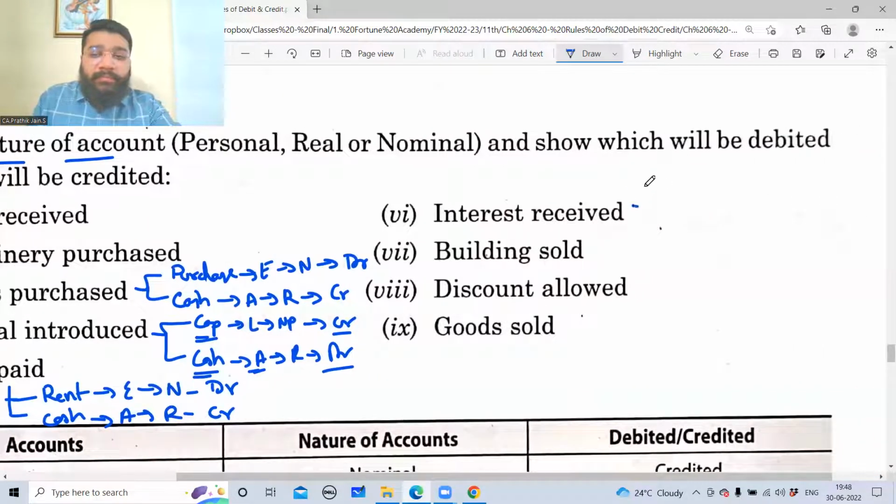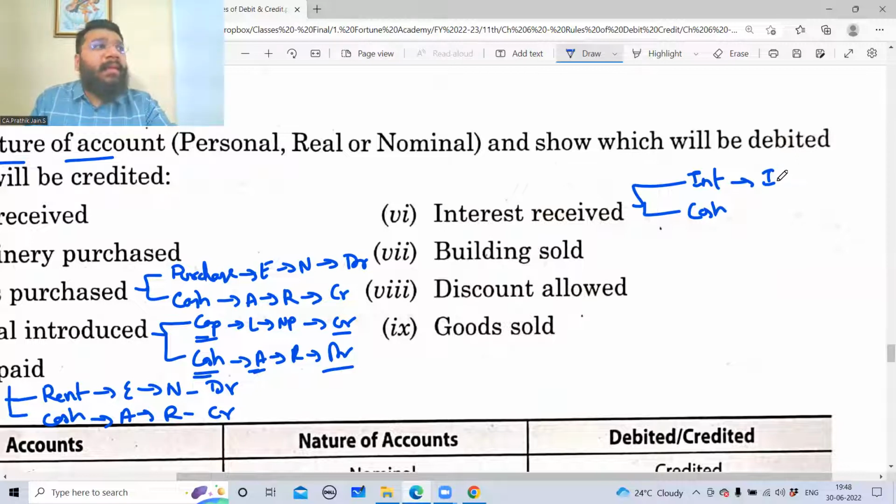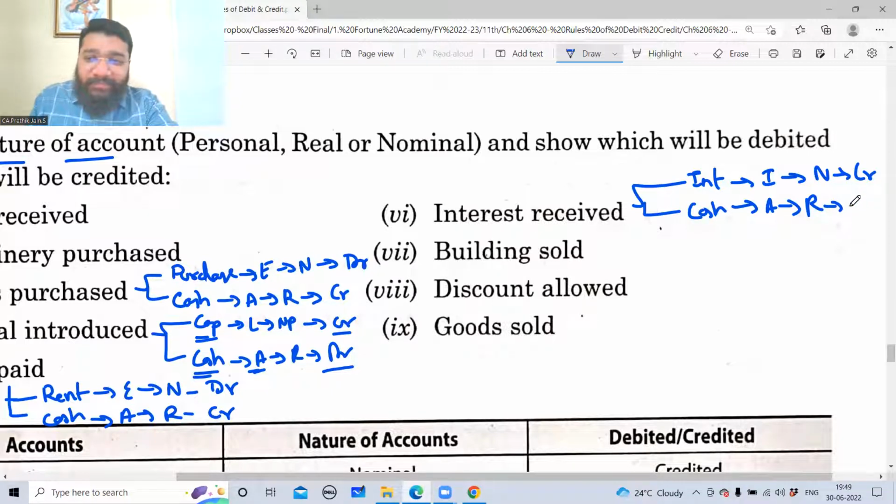Interest received. Interest account because I need to record my income. And second is cash. Interest is my income. Gain. I can say more specifically income. Nominal. Credit all income. Cash nature. Asset. Rule. Real. Cash is coming in or going out? Coming. Interest received. Cash is coming in. So debit or credit? Debit. Debit what comes in.